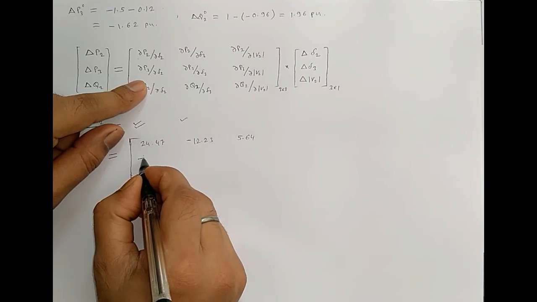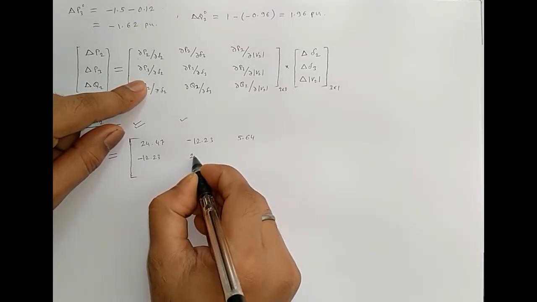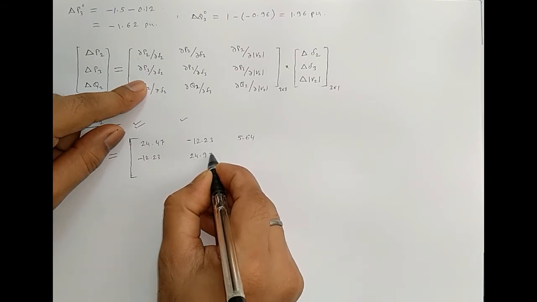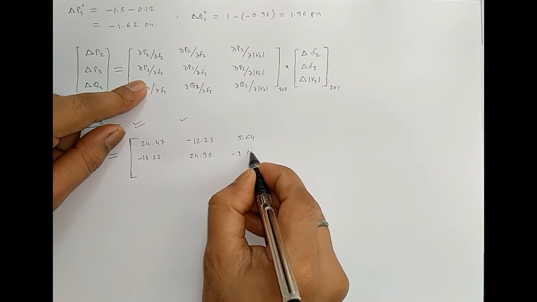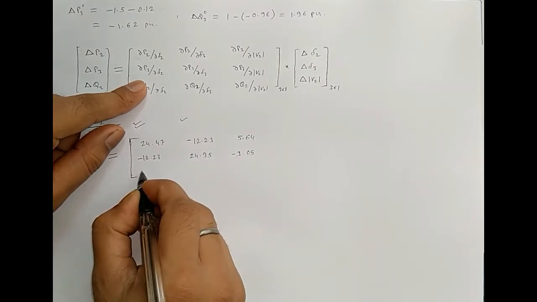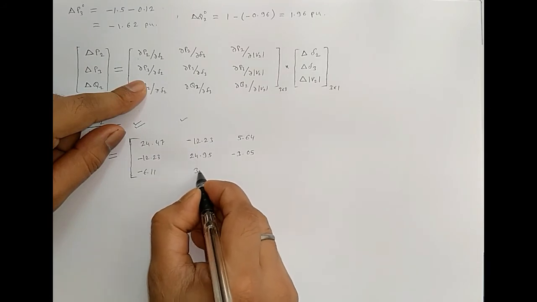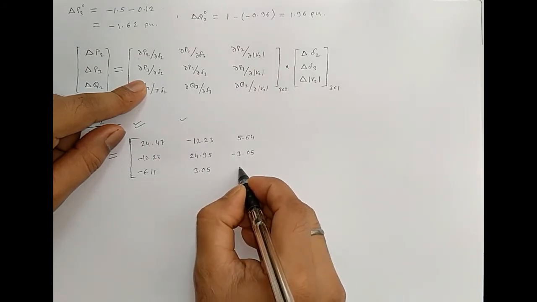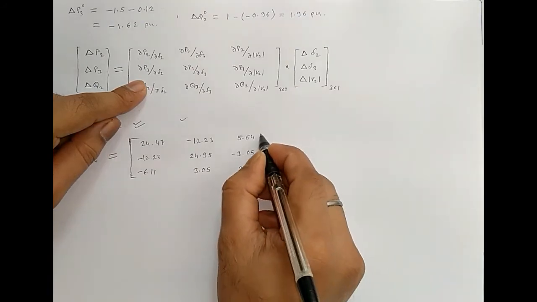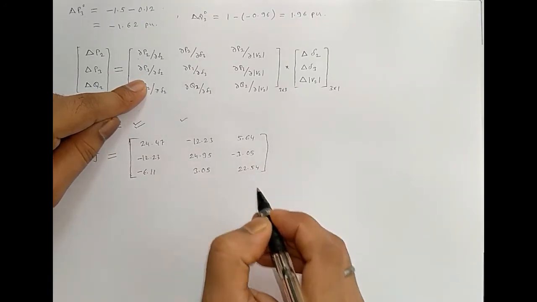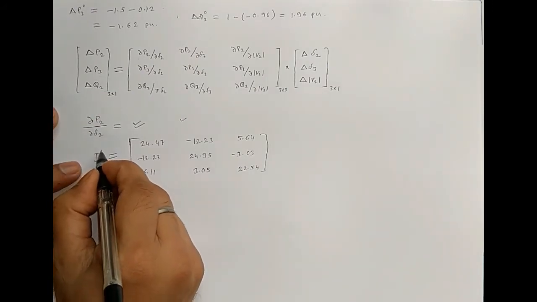Second row, this term will be minus 12.23, 24.95, and this will be minus 3.05, and this will be minus 6.11, 3.05, and this will be 22.54. This is the Jacobian matrix for the zeroth iteration only.